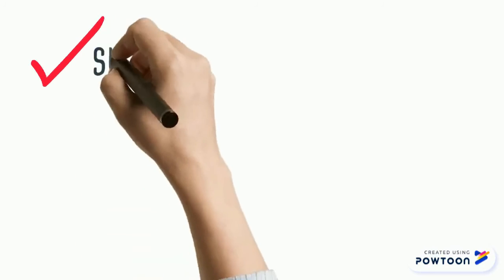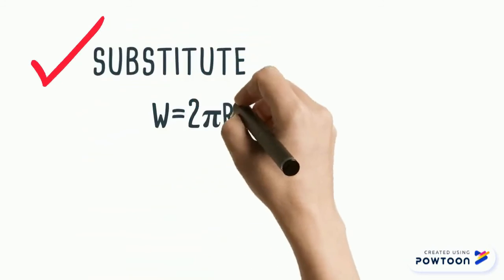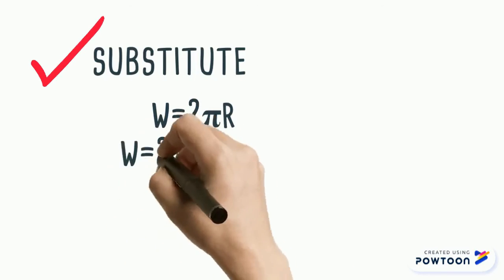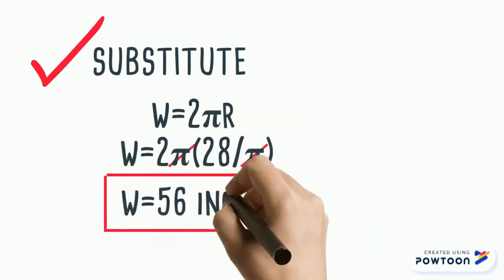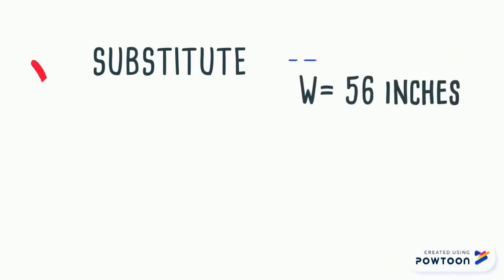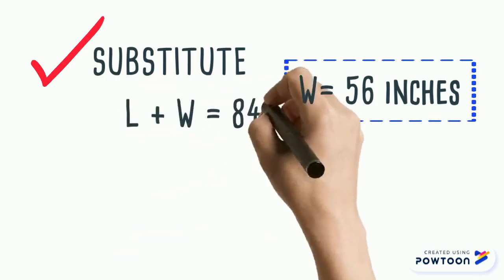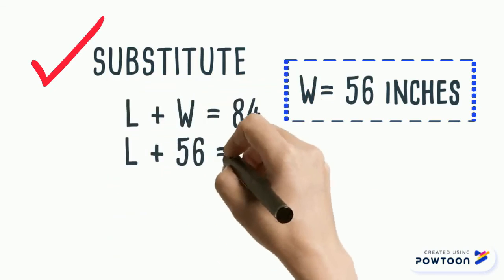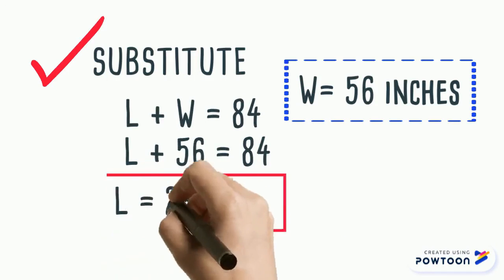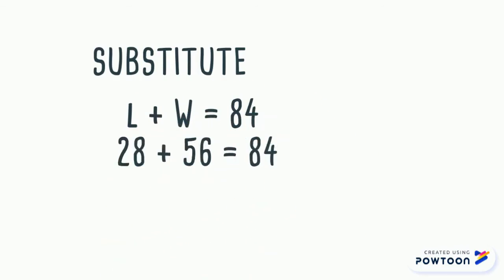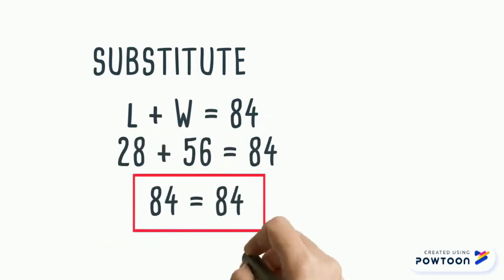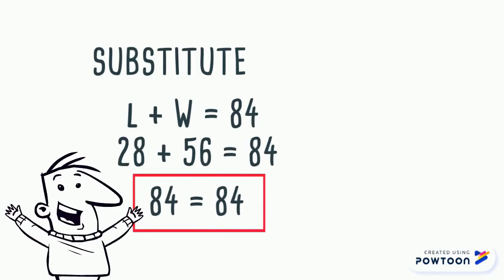To check whether our answer is correct, we simply substitute the values in the equations. To solve for the width, we substitute r with 28 over pi, which gives us 56 inches. To solve for the length or height, we simply substitute the variable w in the equation length plus width is equal to 84, which will then give us length is equal to 28 inches. Substituting these values to the original equation, we'll have 28 plus 56 is equal to 84, which gives us 84 is equal to 84, making our calculations correct.